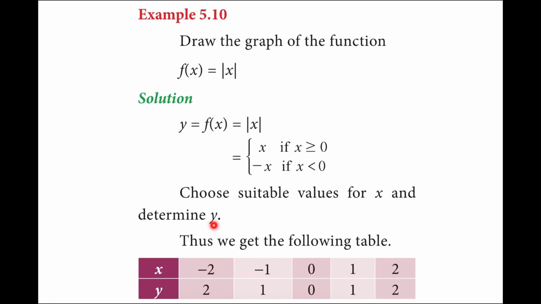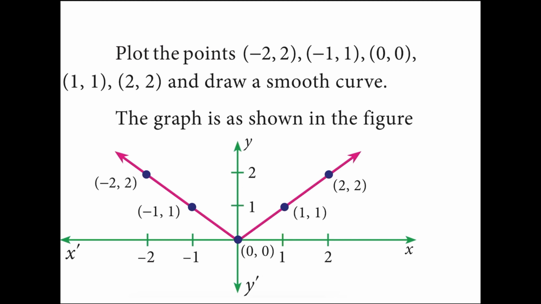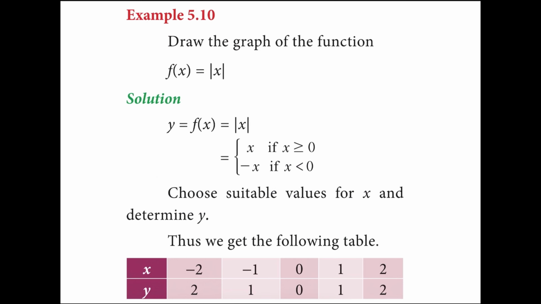So, look at the table. We are going to give a few values for x and we have to find the value of y. For x, if I give minus 2, y is equal to 2 because modulus of minus 2 is equal to 2. Similarly, modulus of minus 1 is 1, 0 is 0, 1 is 1 and 2 is 2. So, these are the points we have got. Using these points minus 2, 2, minus 1, 1, 0, 0, 1, 1 and 2, 2, we are going to draw a graph. Now we have plotted the points and this is the graphical representation of our function f of x is equal to mod x.